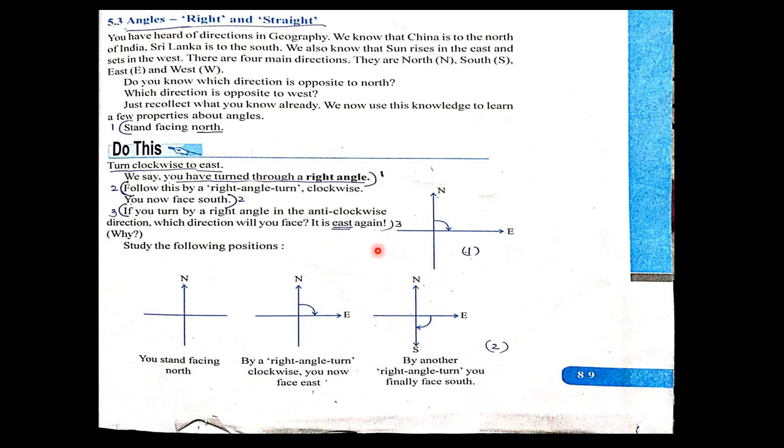Okay. Now children, third point, what? If you turn by a right angle in the anti-clockwise direction, which direction will you face? Suppose you are here now, south direction. Now anti-clockwise direction. Anti-clockwise means in this way. Here anti-clockwise, opposite direction to the clock direction, this way. So from south, you move to east. So you are turning one right angle.